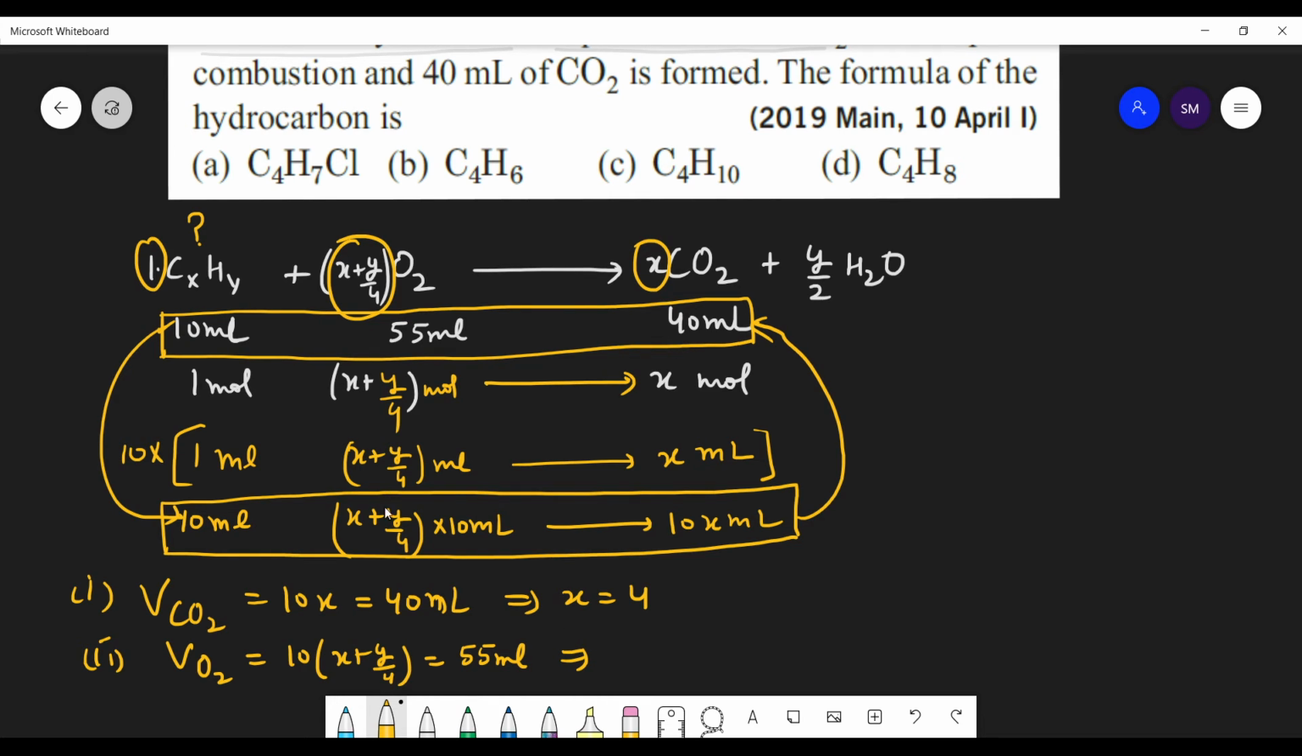बेटा ये इजी है ना ये? Yes, sir. तो क्या निकालो y की वैल्यू? Sir, 6. 4 पुट कर दो x की वैल्यू. Sir, 6 आ रही है y की वैल्यू. हाँ 6 करेक्ट. तो बताओ कौन सा ऑप्शन हो गया आपका? x 4 आ गया, y 6 आ गया. Sir, second option, C4H6. Yes, that's the correct answer.